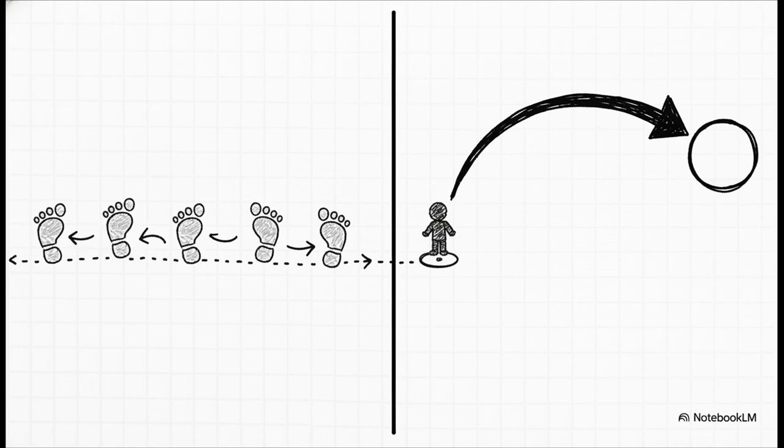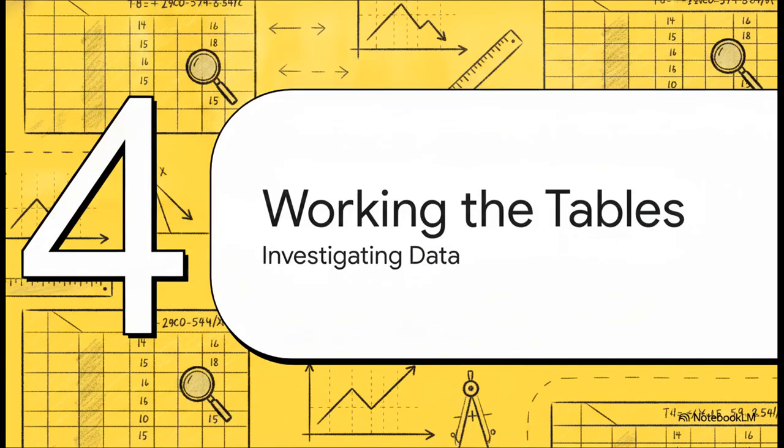But then, we have the explicit rule. Think of this as your teleportation master key. It allows you to jump directly to any specific step in the sequence without needing to know any of the previous ones. If you want the 100th term, you just plug the number 100 into the formula, and boom, you're instantly there. Section 4. Working the tables.